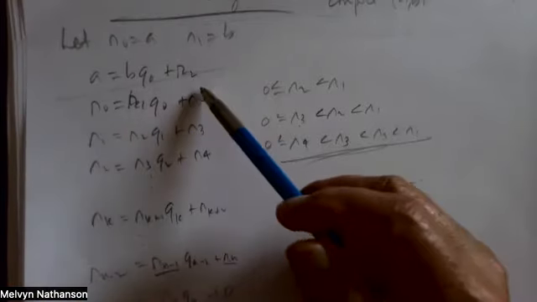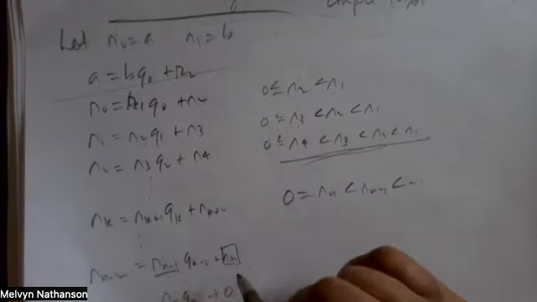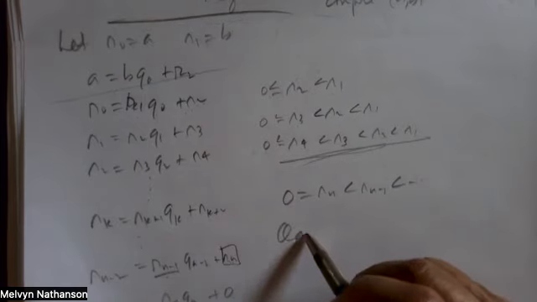So as you do these successive divisions, your remainders are strictly decreasing. So eventually they hit 0. And the last positive remainder, I claim, Rn, which is the last and the smallest positive remainder, is equal to the greatest common divisor of A and B.